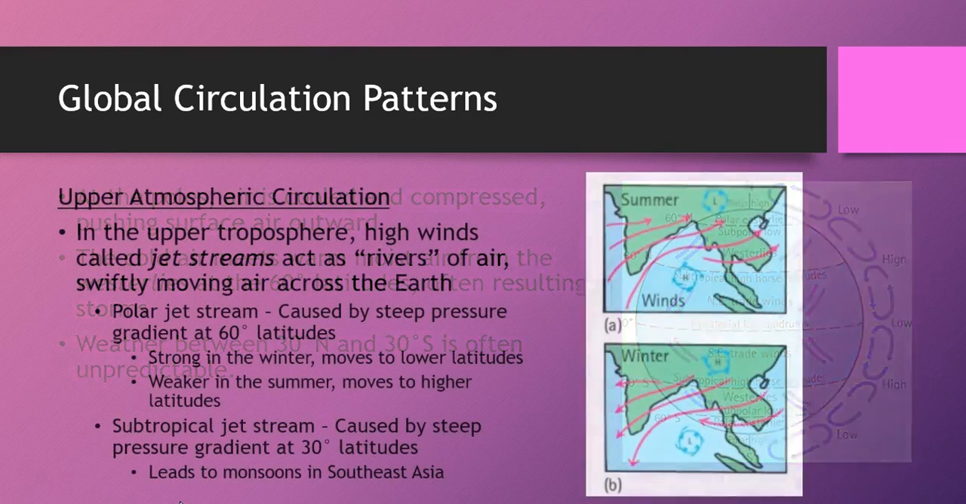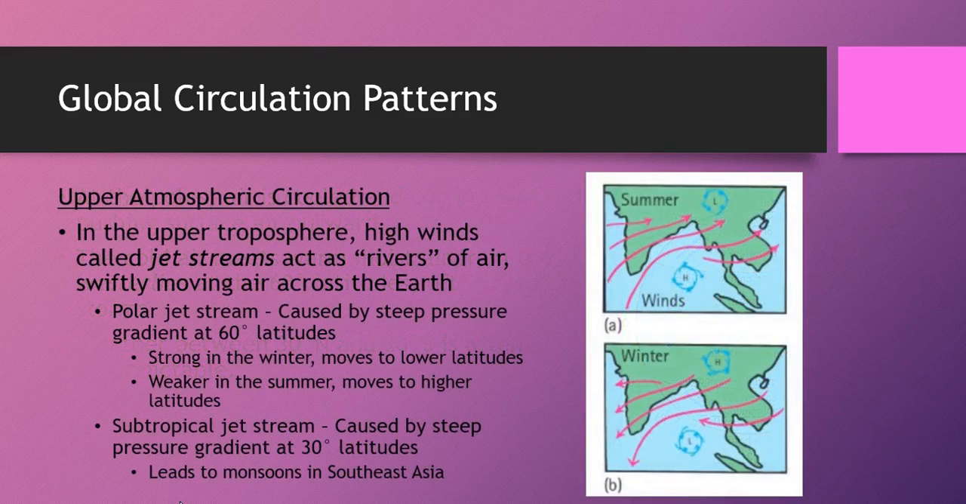In the upper troposphere, there are high winds or rivers of air that are called jet streams that move air very quickly across the surface of the Earth. Two important jet streams are the polar jet stream, which is caused by a steep pressure gradient at the 60-degree latitudes. This is very strong in the winter, and it moves to lower latitudes and allows for cold air to come down in the winter months in North America.